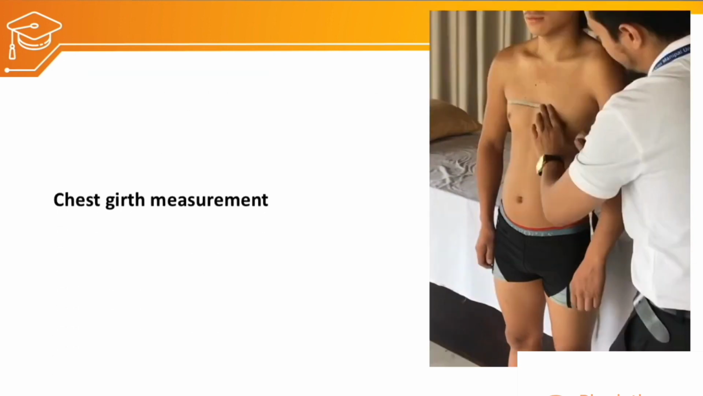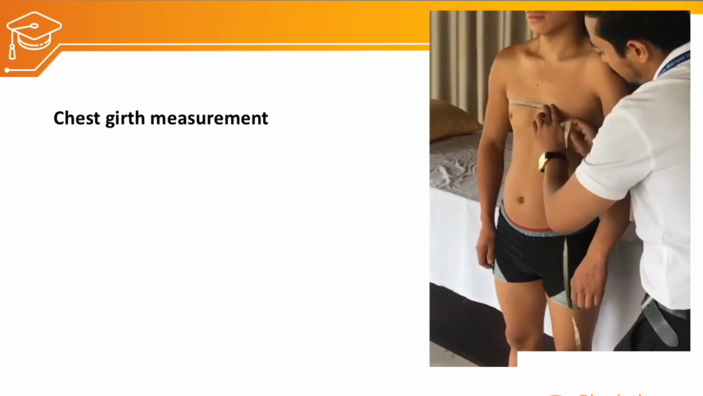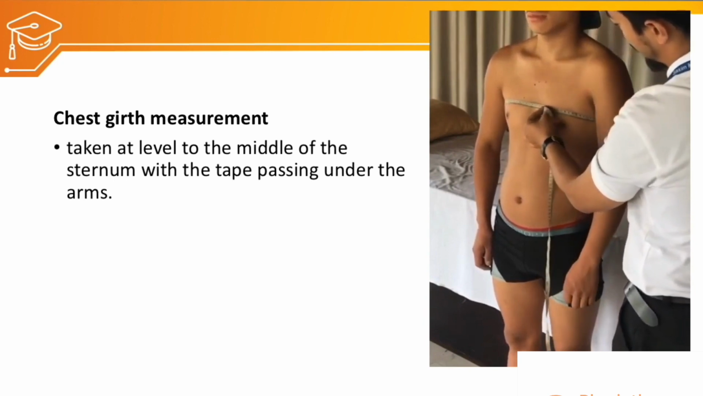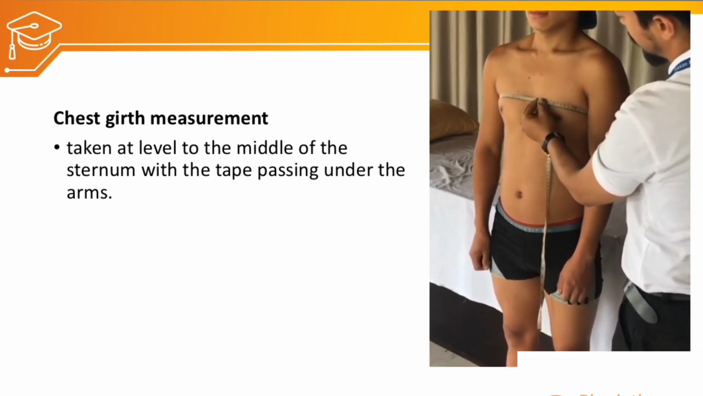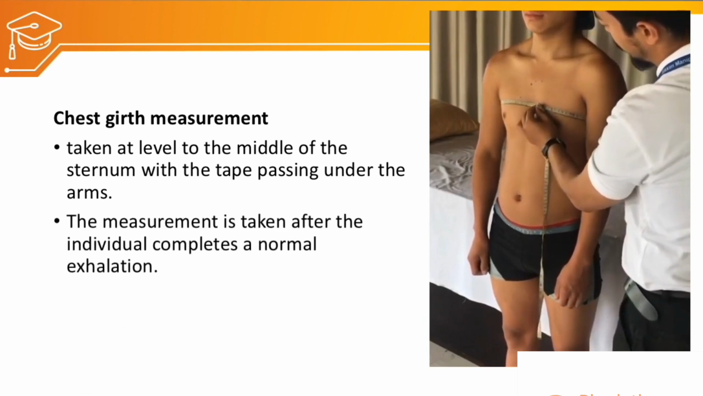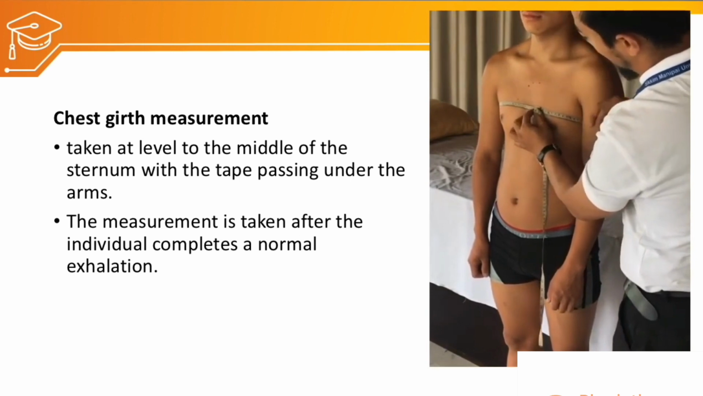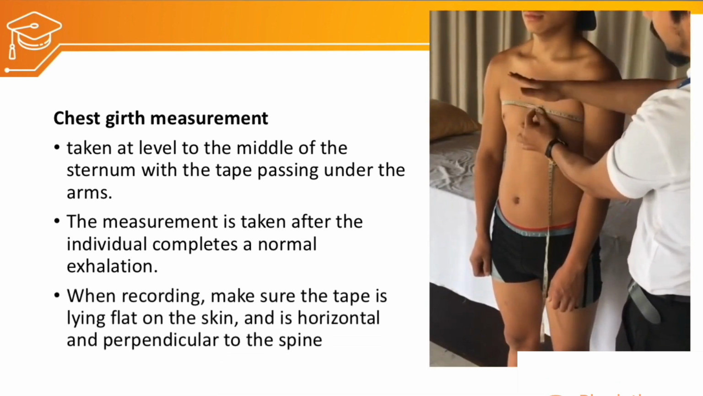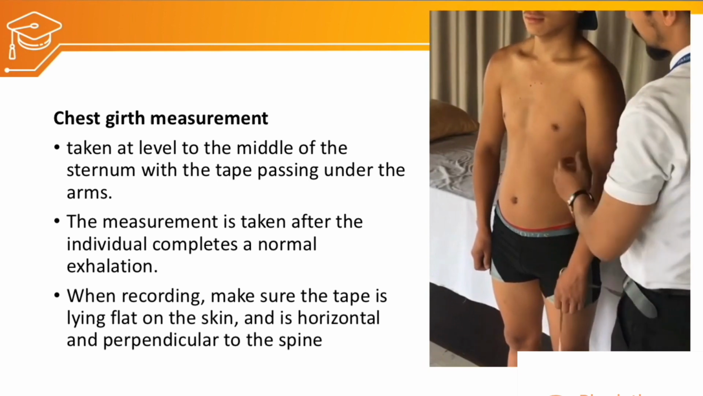The last measurement technique is for chest girth measurement. It is taken at the level of the mid sternum with the tape passing under the arms. Then we ask the patient to inhale and fully exhale. After the patient completes a normal exhalation, we take the measurement. When recording, we have to make sure the tape is lying flat on the skin and horizontal to the ground and perpendicular to the spine.